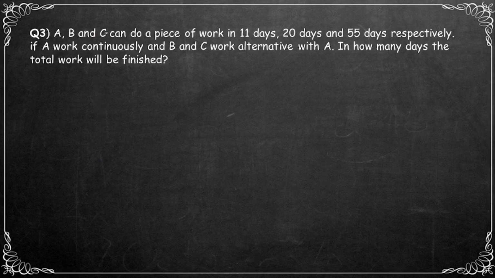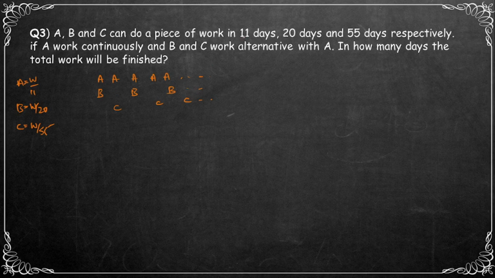Question 3. A, B and C can do a piece of work in 11 days, 20 days and 55 days respectively. If A works continuously and B and C work alternately with A, in how many days will the total work be finished? So A is W by 11, B is W by 20 and C is W by 55. Now A works continuously, right? Now B and C work alternately. That means if B has come on the first day, next day C will come, next day B will come, and then it goes like that.